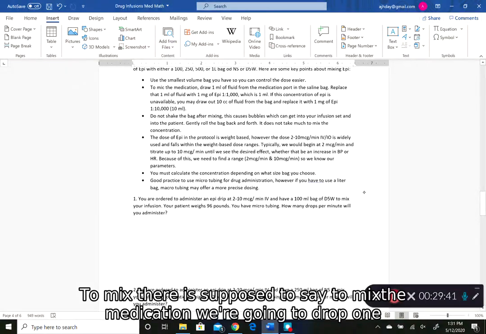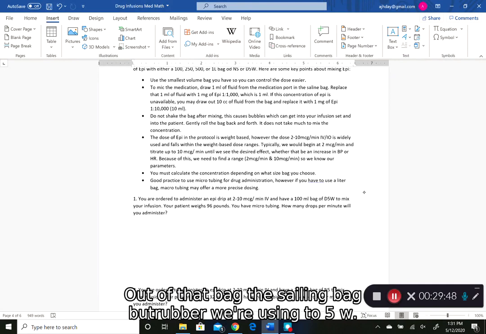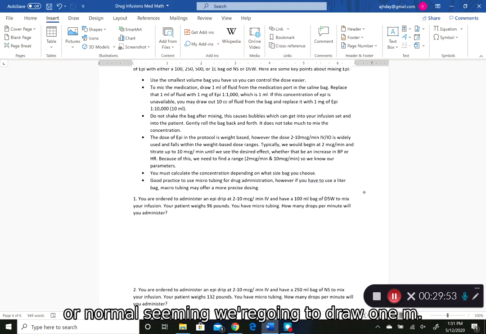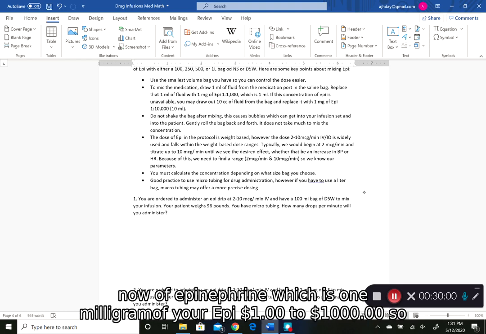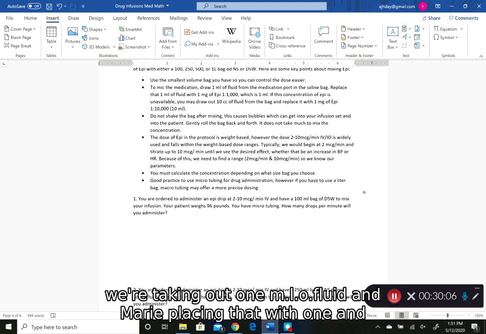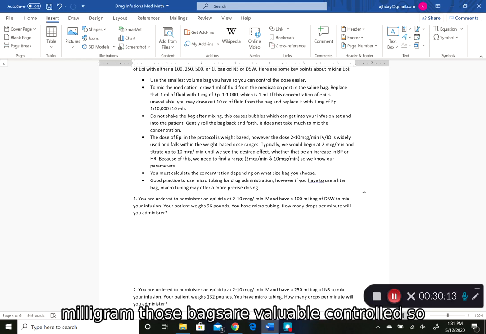To mix the medication, we're going to drop 1 ml of fluid out of that bag, the saline bag, whichever we're using, D5W or normal saline. We're going to draw 1 ml out of that medication port and put in 1 ml of epinephrine, which is 1 milligram of your epi 1 to 1,000. So we're taking out 1 ml of fluid and replacing it with 1 ml of epinephrine, or 1 to 1,000 concentration. So we're putting in 1 milligram.